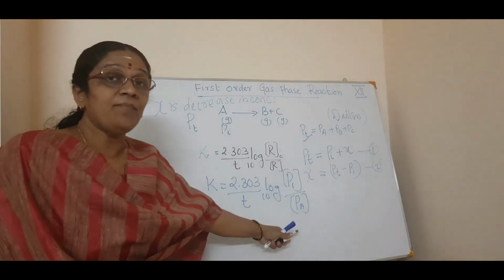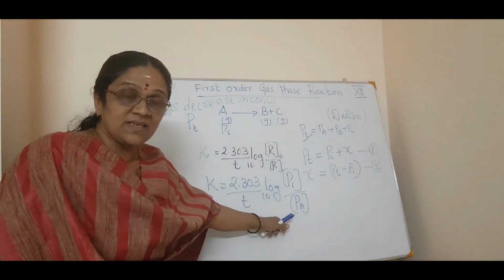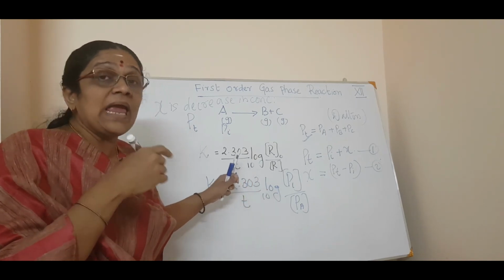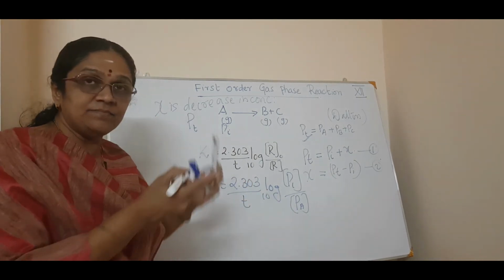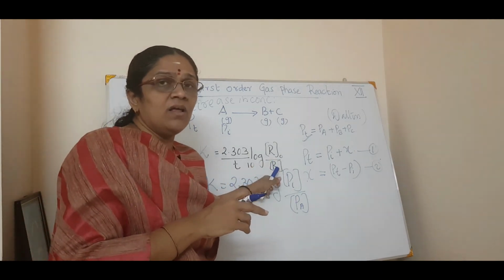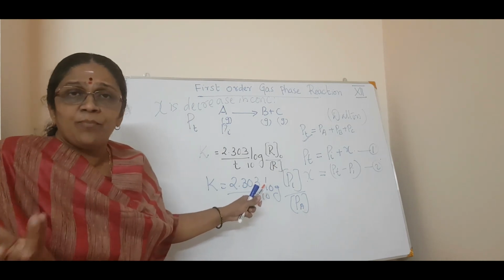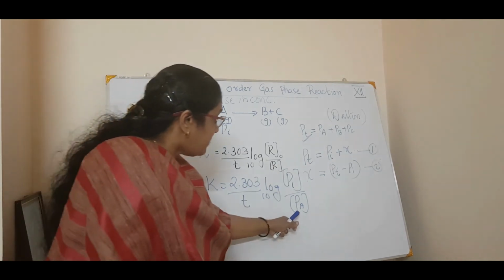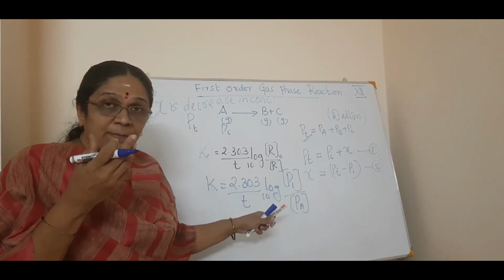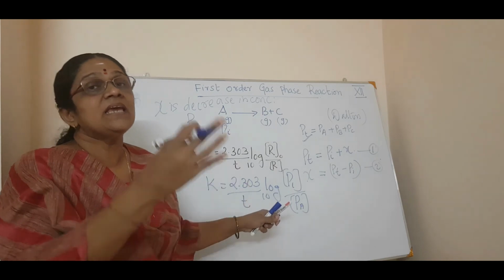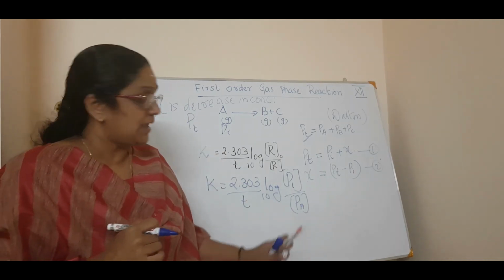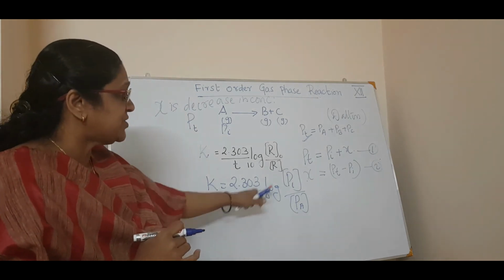What is PA? PA is the concentration of the reactant A at any given point of time T. Correct? PA is like R. What is R? R is the concentration of the reactant at any point of time T. In the same way, PA is equal to the pressure of the gas A at any given point of time T. Clear?